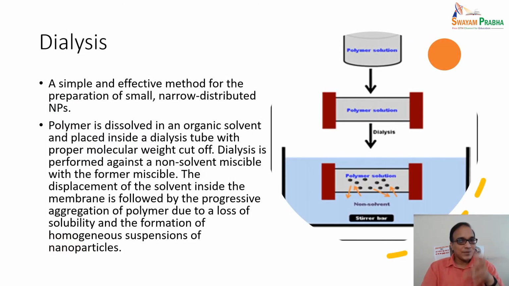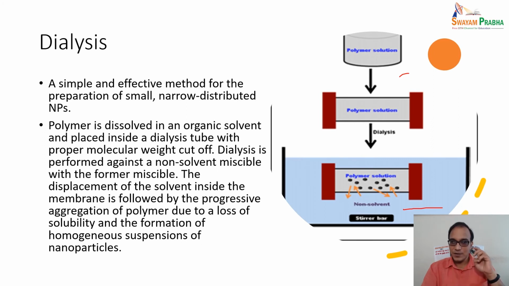Now moving to dialysis, as the name suggests, there is a dialysis membrane. A simple and effective method: the drug polymer solution is put into this dialysis membrane. The polymer is dissolved in an organic solvent and placed inside the dialysis tube with proper molecular weight cutoff. Dialysis is performed against a non-solvent miscible with the former. The displacement of the solvent inside the membrane is followed by the progressive aggregation of the polymer due to loss of solubility, and at the last stage you will get a homogeneous suspension of nanoparticles.